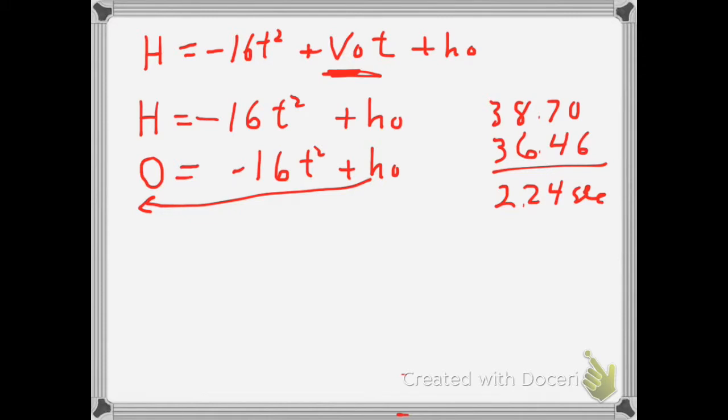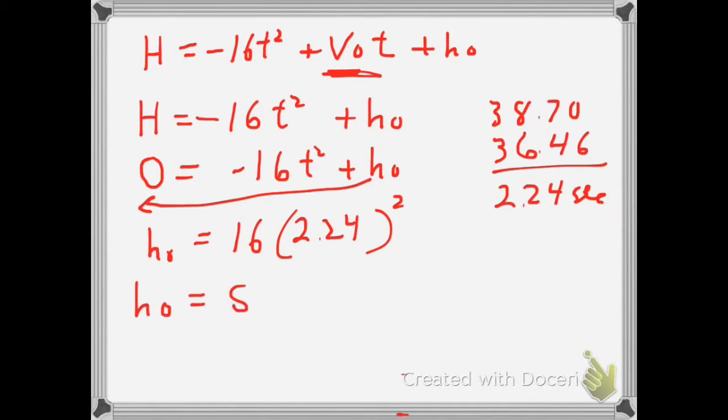0 to the other side and then multiply both sides by -1, so I'll have that the starting height is equal to 16 times our t squared. And our t here is 2.24 seconds. So we're going to square that and then multiply it by 16. So we get our initial starting height at approximately 80.282 feet.